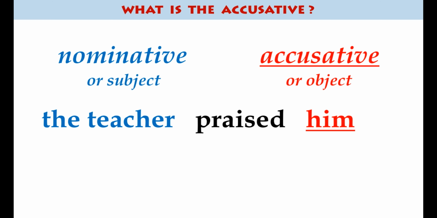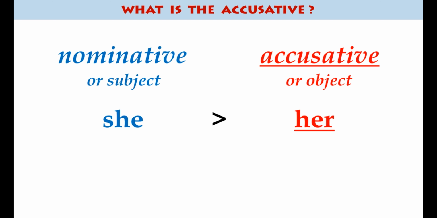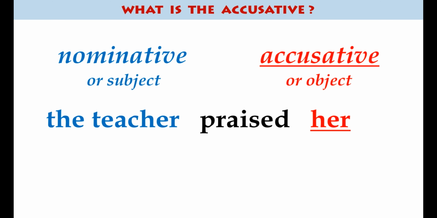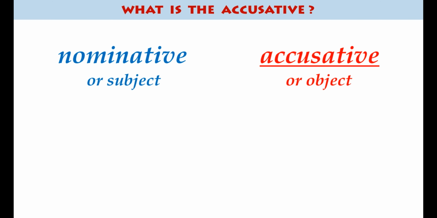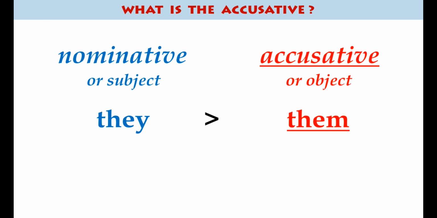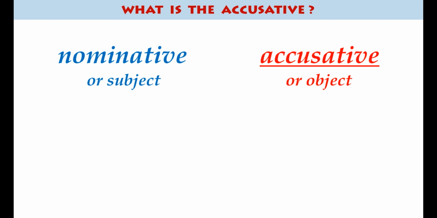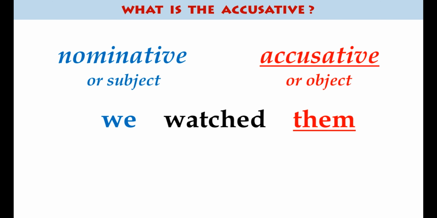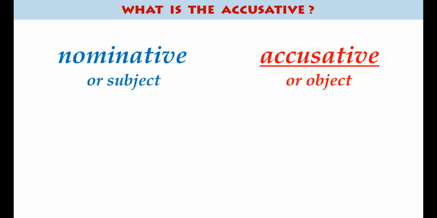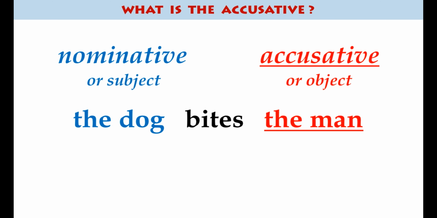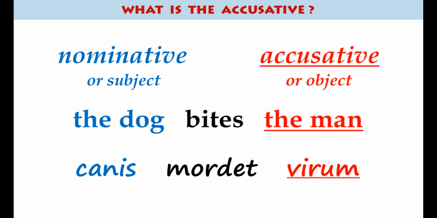The teacher praised him. And we do it with a few other words. "She" becomes "her." The teacher praised her. She's the one that's being praised. And a little bit like "he" becomes "him" with an M, we put an M on the end for the word "they." So "they" becomes "them." We watched them.